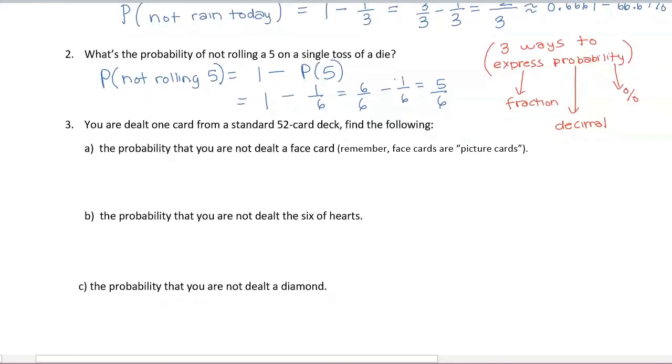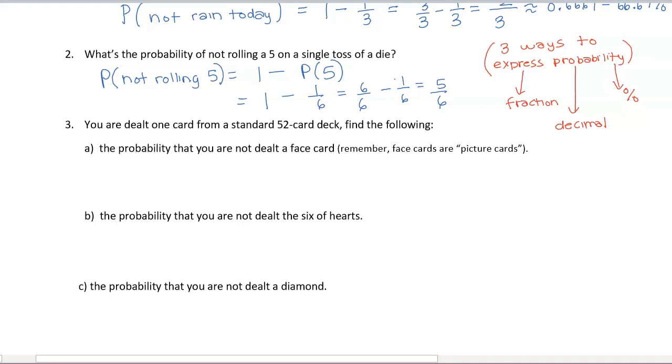Problem 3 says you are dealt 1 card from a standard 52 card deck. Find the following. If you are unsure of what is in a standard 52 card deck, there are several images out there on Google that you can find, or there is a link to a PDF in the Canvas modules. And it's also available on several pages in your notes.